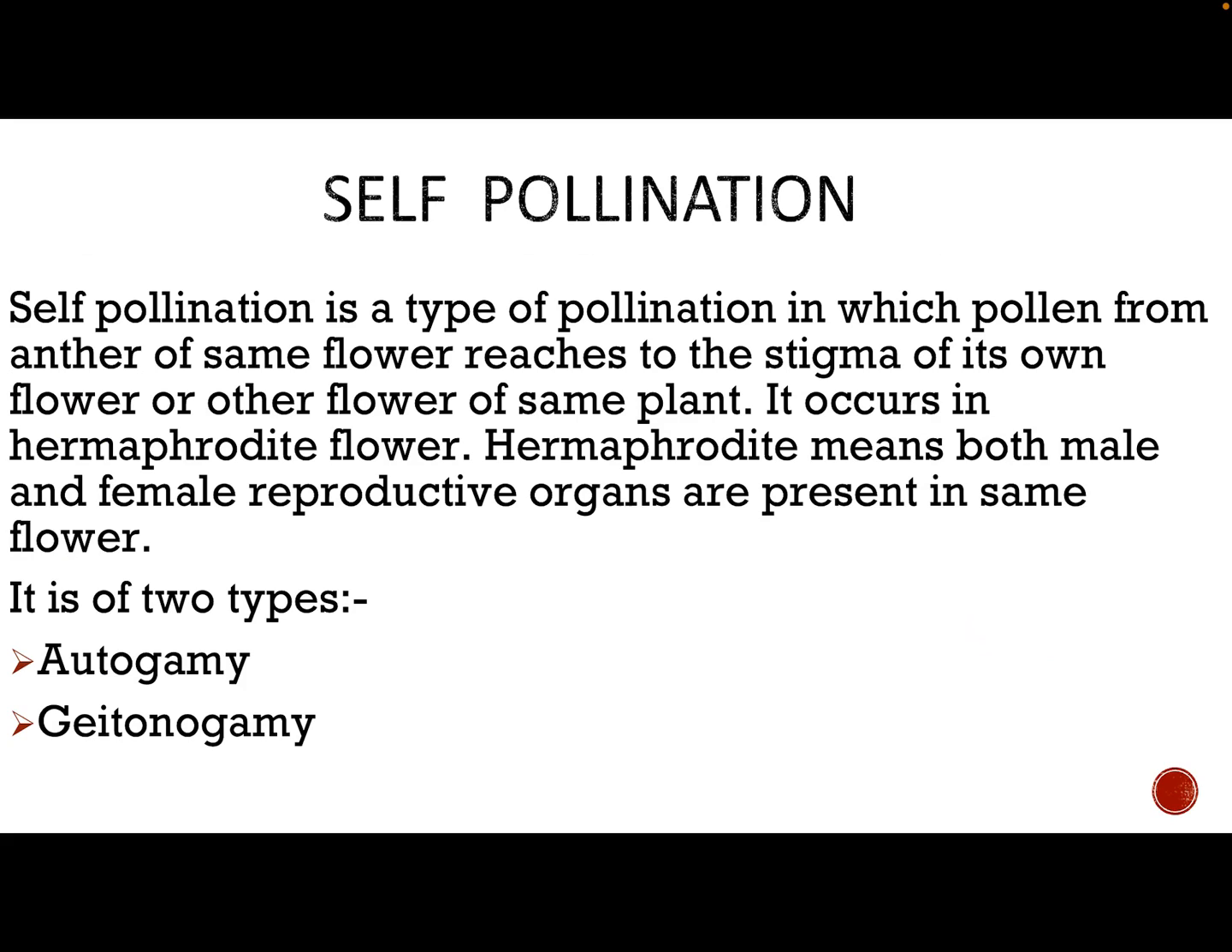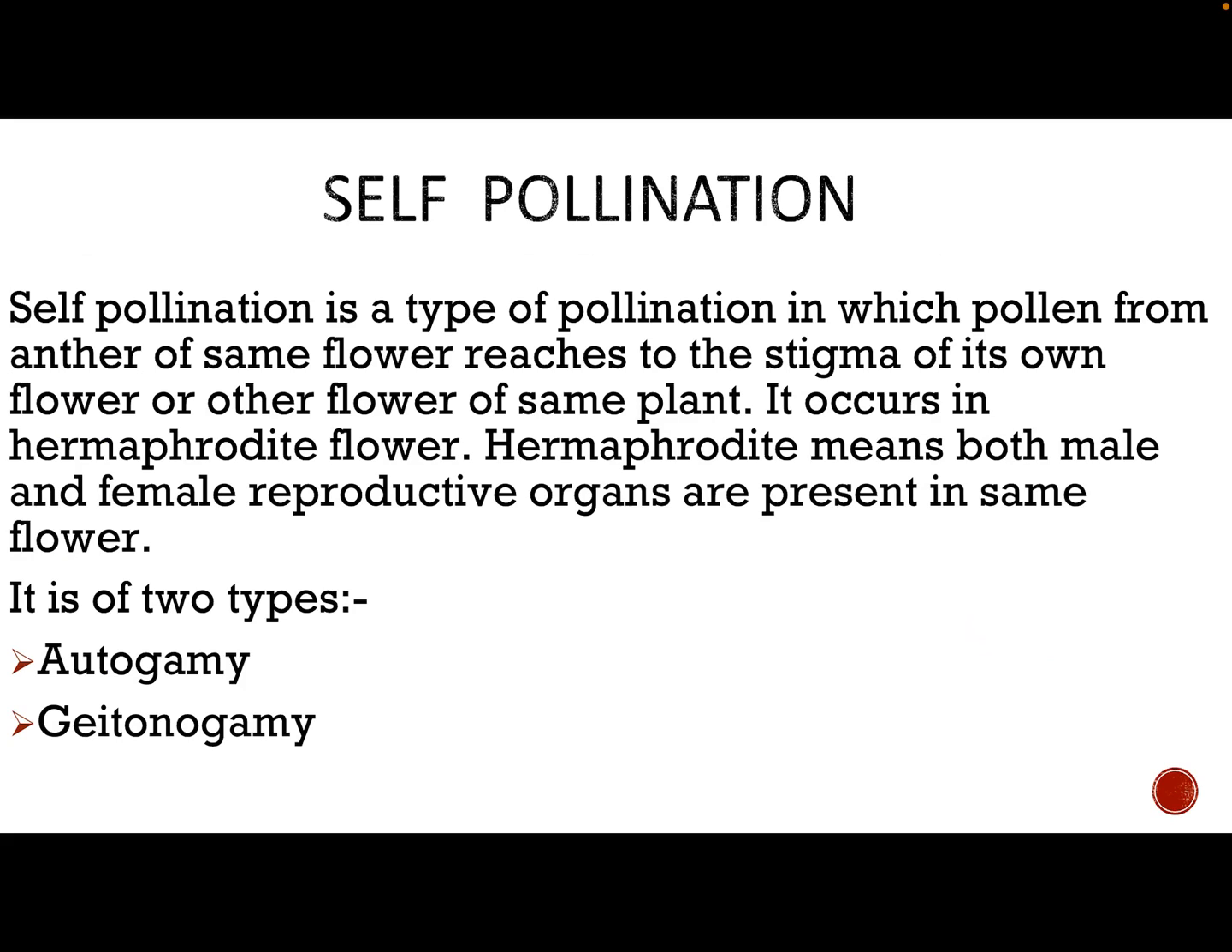It occurs in hermaphrodite flowers. What is hermaphrodite? A flower which has both sex organs, the male reproductive anther and the female reproductive stigma. Some flowers are monosexual, which have either stigma or anther. So self pollination occurs mostly in hermaphrodite flowers, where both sex organs are present at the same time.